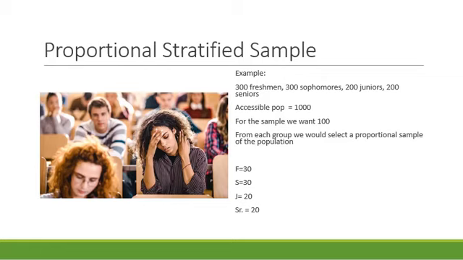You want 100 people. The accessible population is 1,000, but you want to have a proportional sample from each group. You wouldn't want to try to sample from the 1,000 and potentially get more of one, less of the other. And so the stratification that occurs here is to get 30 from the freshmen and the sophomores, and 20 from the juniors and seniors in order to have that be proportional to reality.